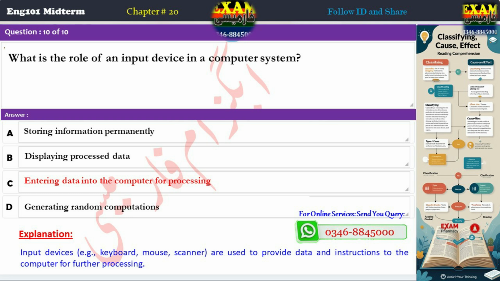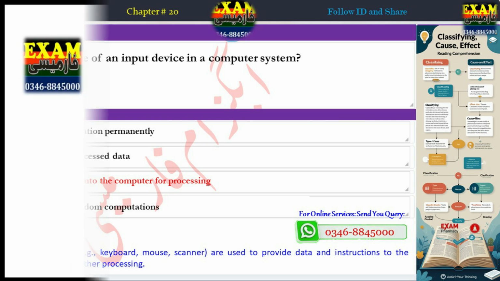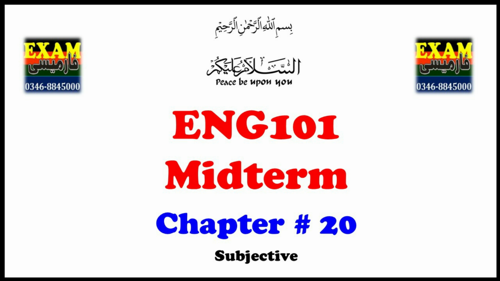Explanation. Input devices, e.g., keyboard, mouse, scanner, are used to provide data and instructions to the computer for further processing. Now let's begin the subjective portion. Focus carefully and take notes as we go through the key points.